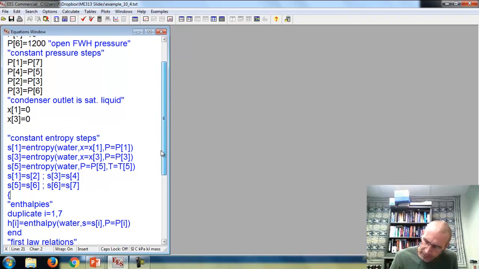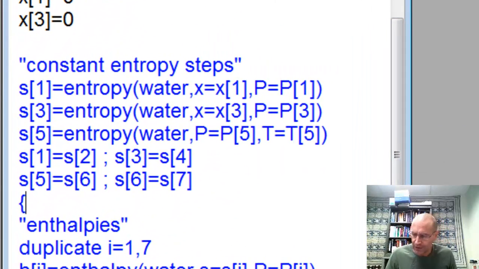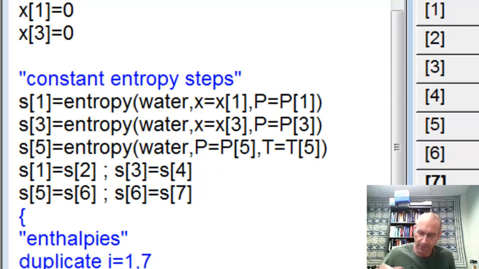Okay, so here's the new specifications that I have. If I do that, let's go ahead and just look at what I have written. My constant entropy: first, I specified entropy at 1, 3, and 5 using X and P pairs for the first 2, and then P and T at the boiler.